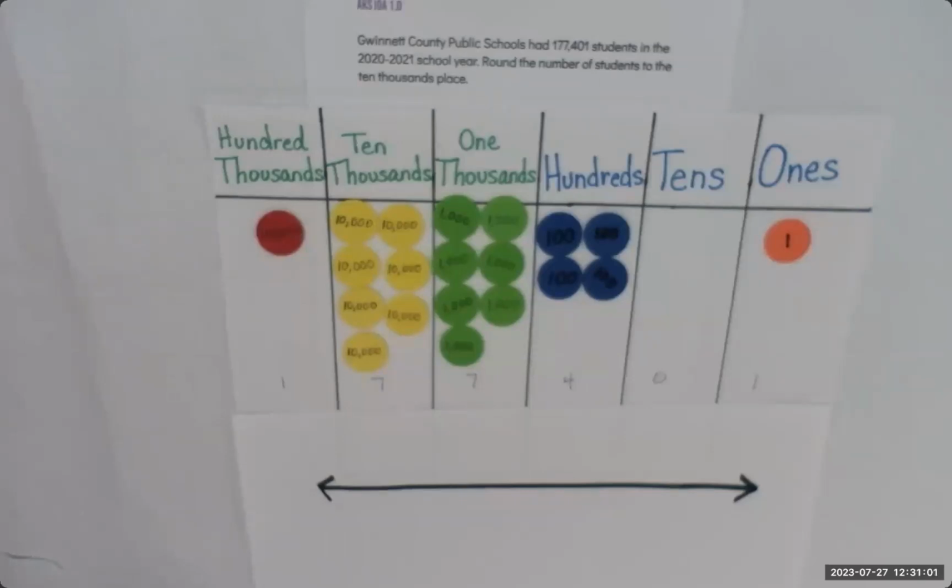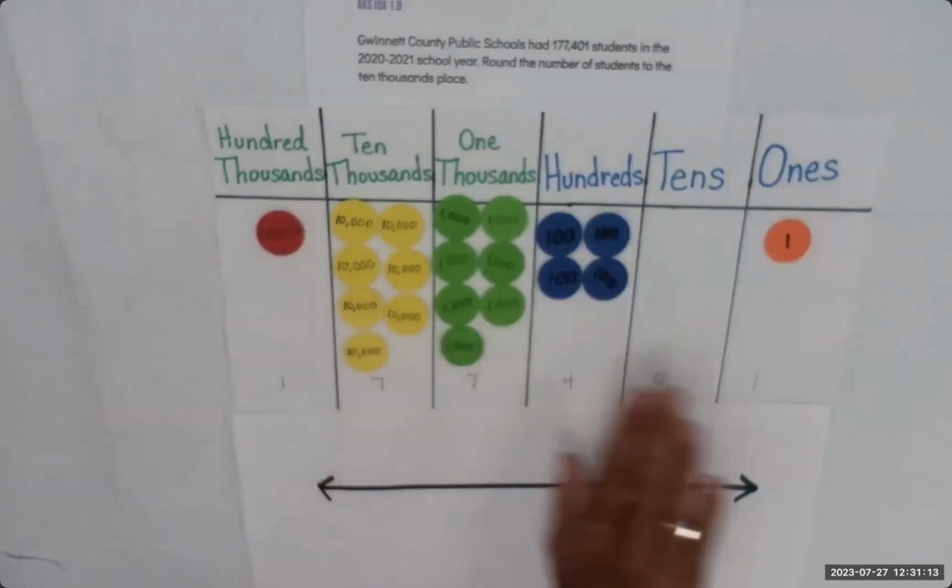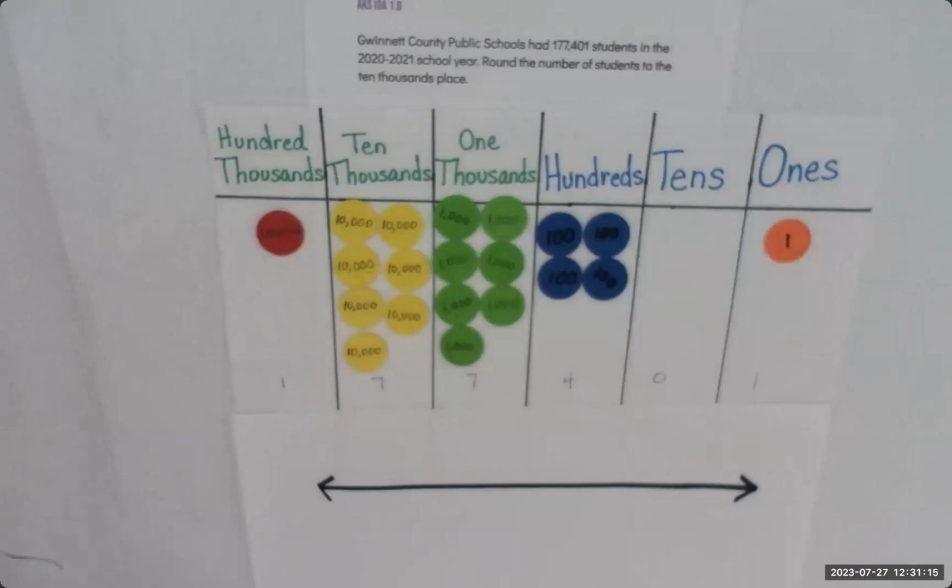Okay, well, something I notice in this problem is that there are 177,401 students in Gwinnett County Public Schools. And I built that number here on the place value chart. 177,401. And the problem is asking us to round the number of students to the 10,000s place.